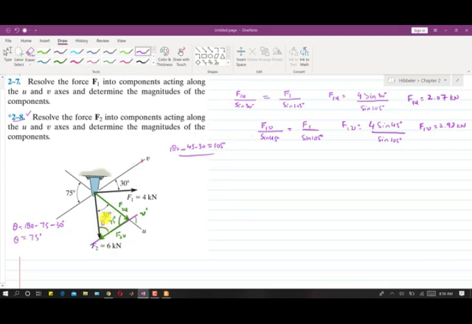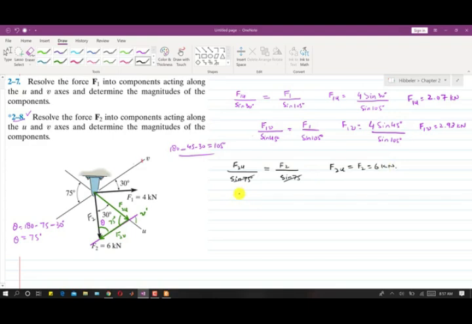So we can find the F2u component. If I apply sine law, then F2u divided by the sine of the opposite angle, so this is sine of theta, and theta is 75 degrees. So I will write sine of 75 degrees, and this will be equal to F2 divided by sine of the opposite angle, which is 75, so sine of 75 degrees. This will cancel out, so F2u is equal to F2, and F2 is 6 kilonewton.